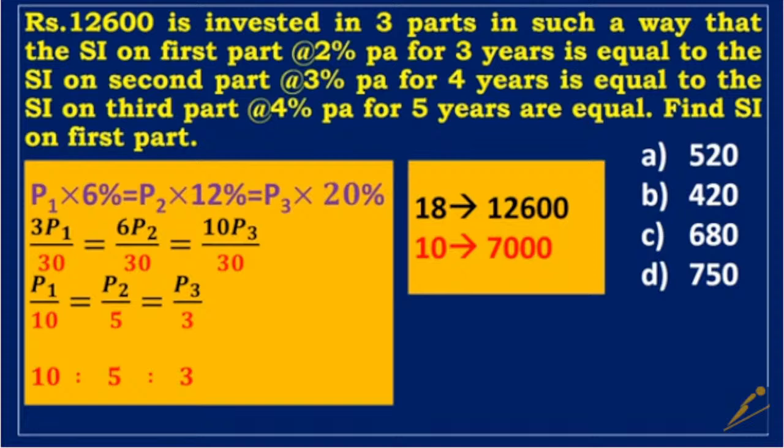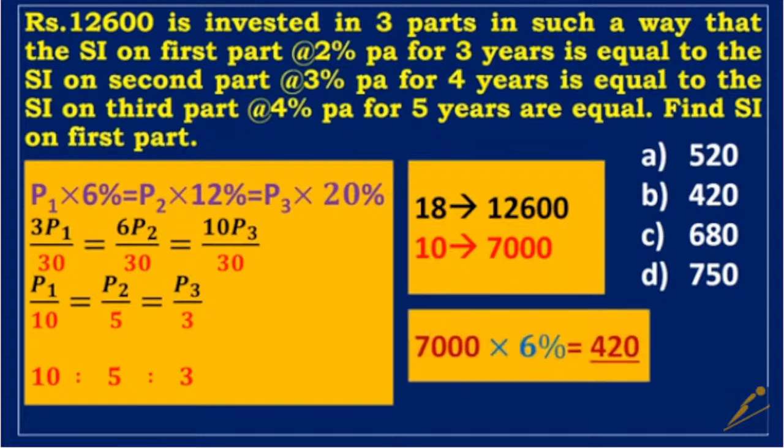With 7,000 rupees, we must calculate simple interest over 3 years at a rate of 2%. 7,000 multiplied by 3 and 2% equals 420 rupees in simple interest.